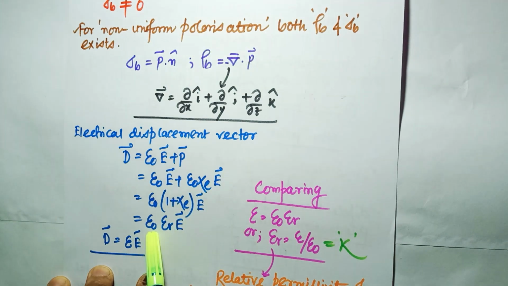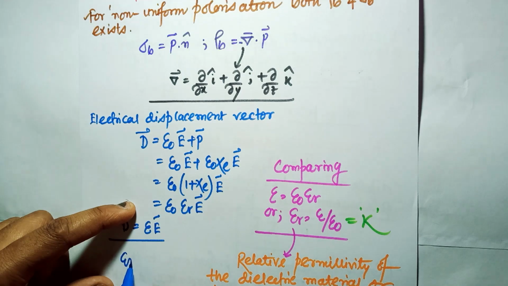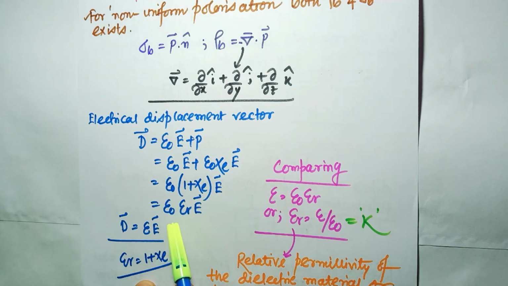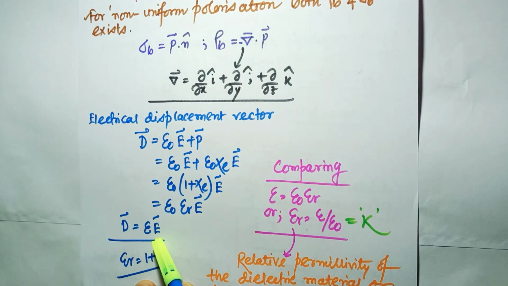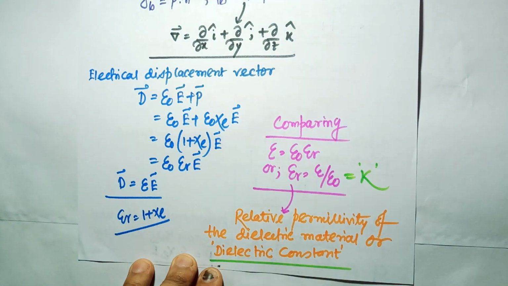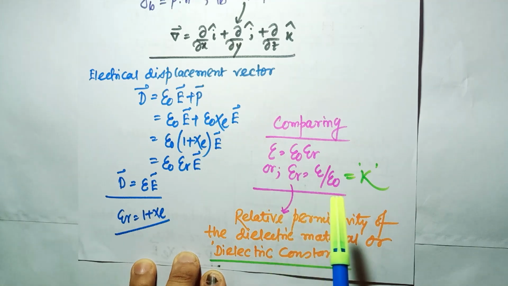So it comes out to be epsilon naught epsilon R times E. So we define epsilon R as equal to 1 plus chi E. Now epsilon naught epsilon R, we define as epsilon, so D comes out to be epsilon E. So comparing, epsilon is equal to epsilon naught epsilon R, so this quantity epsilon R is epsilon by epsilon naught. This is the permittivity of the dielectric medium divided by the permittivity of the vacuum. So this is called the relative permittivity of the dielectric material, or the dielectric constant. This is one fundamental, measurable quantity for the dielectric.